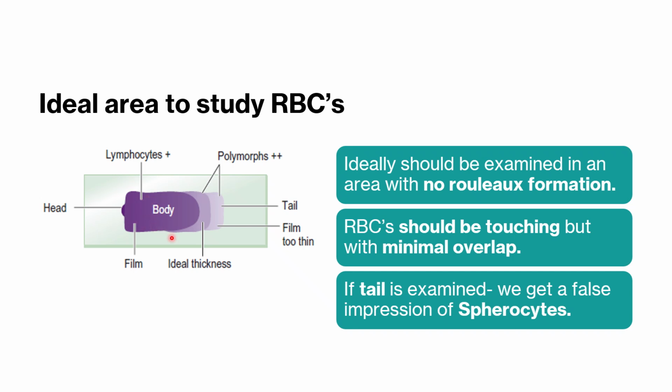So ideally what we should see is that there is no rouleau formation. The RBCs should be barely touching each other, and they should not be much overlap. A little overlap is allowed, but there should not be a lot of overlapping. And if you go on to the tail area to examine the RBCs, you will get a false impression of spherocytes.